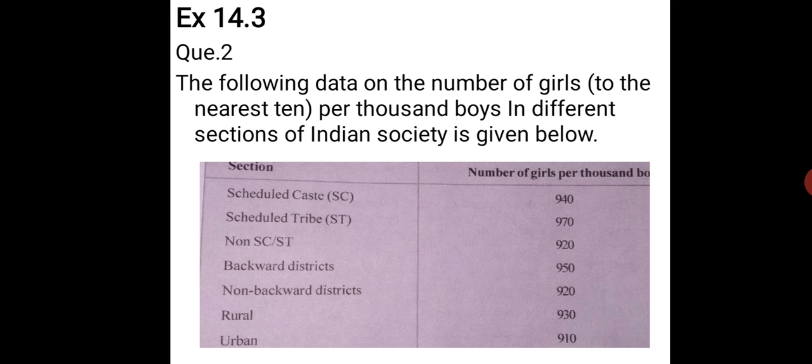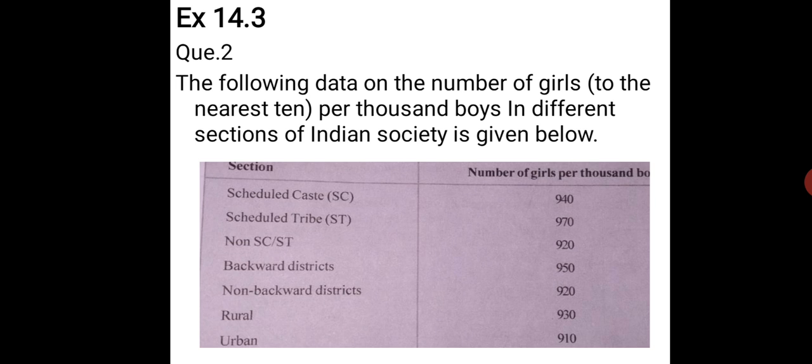Now we are going to solve the second question of this exercise. The following data on the number of girls, to the nearest 10, per 1000 boys in different sections of Indian society is given below. Different sections are given, that is SC, ST, non-SC/ST, backward district, non-backward district, rural and urban. And the number of girls per 1000 boys is given, that is 940, 970, 920, 950, 920, 930 and 910. And this we have to show in the graph.